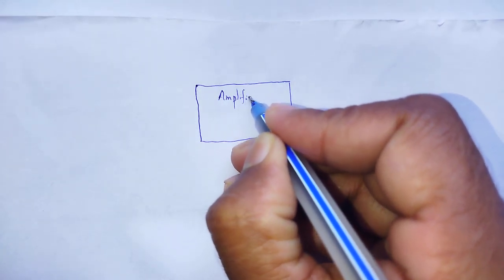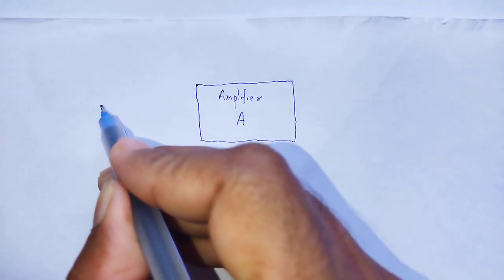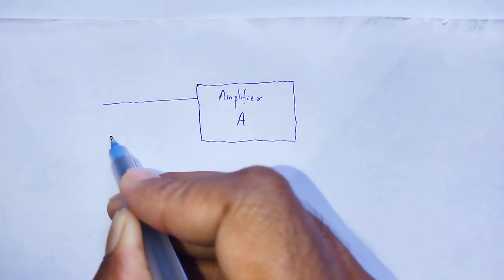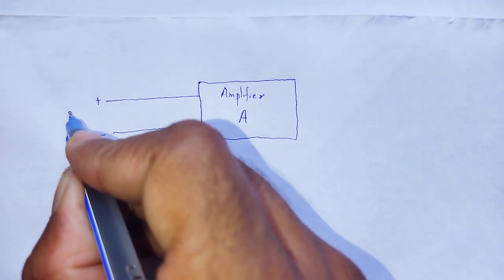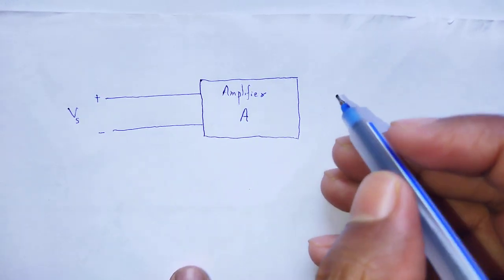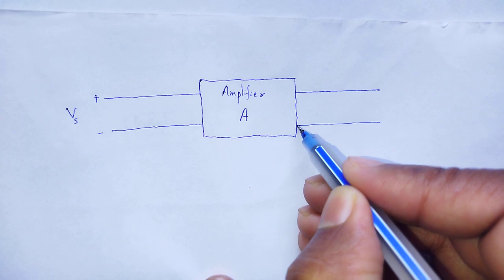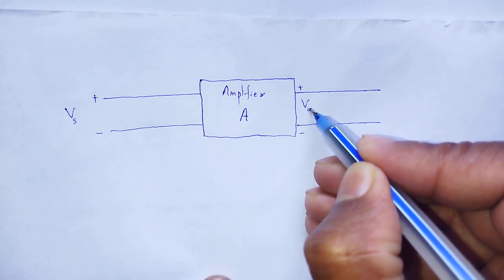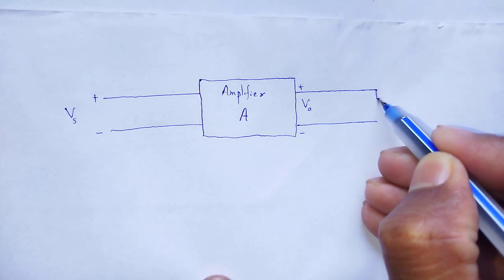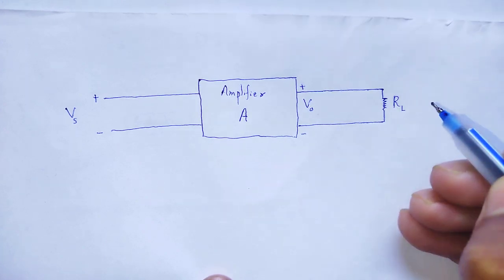Consider an amplifier with voltage gain, let it be capital A. The signal voltage Vs. The output voltage Vo, and that output voltage is measured across the load resistance RL.